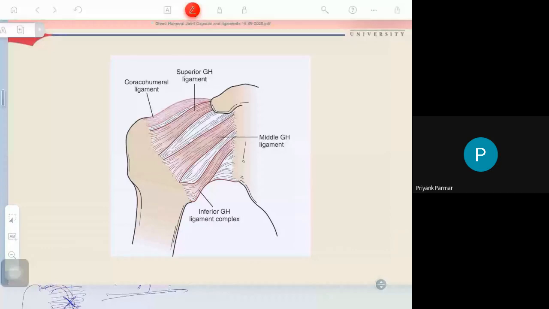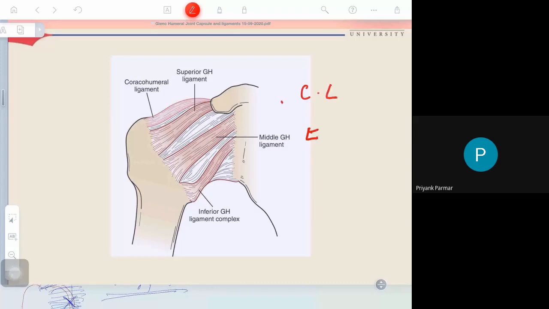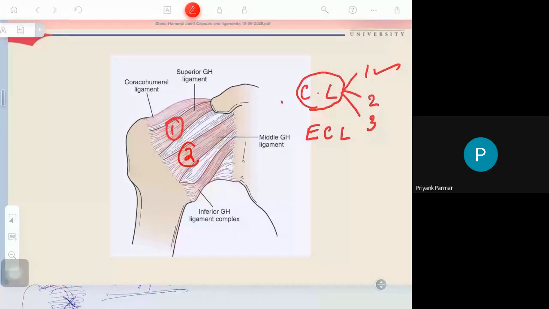What ligaments? There are two types of ligaments. First is the capsular ligament. Second is the extracapsular ligament. So what is the capsular ligament? There are three capsular ligaments. This is one, the superior glenohumeral ligament, this is two, the middle glenohumeral, and this one is three, the inferior glenohumeral ligament. But now listen carefully.